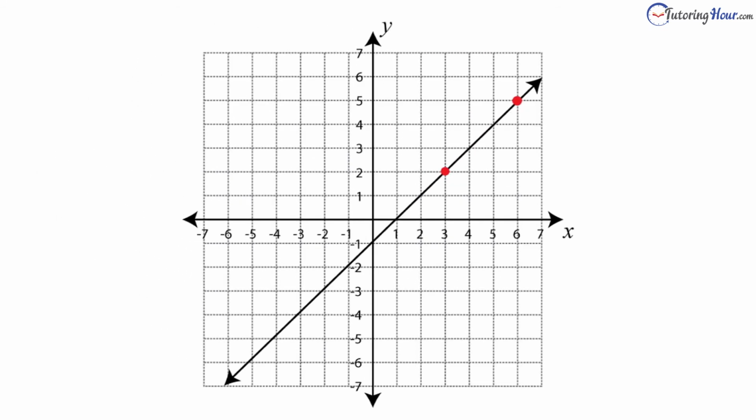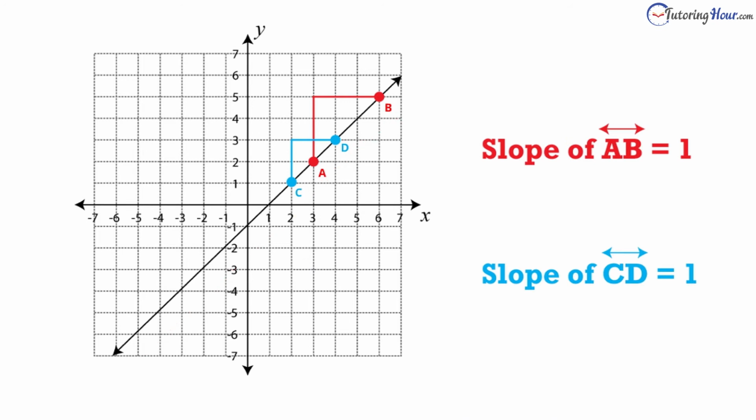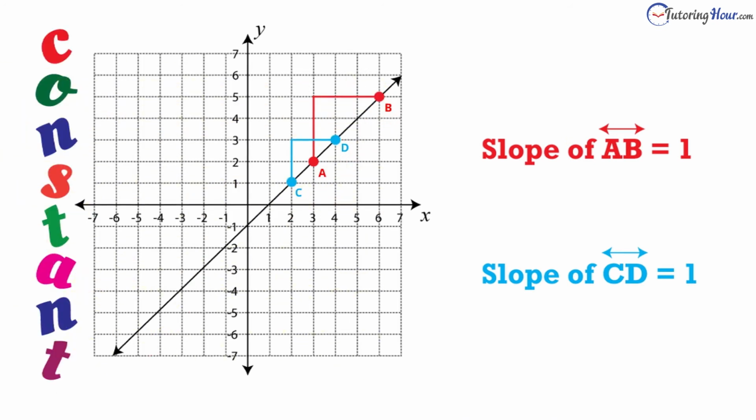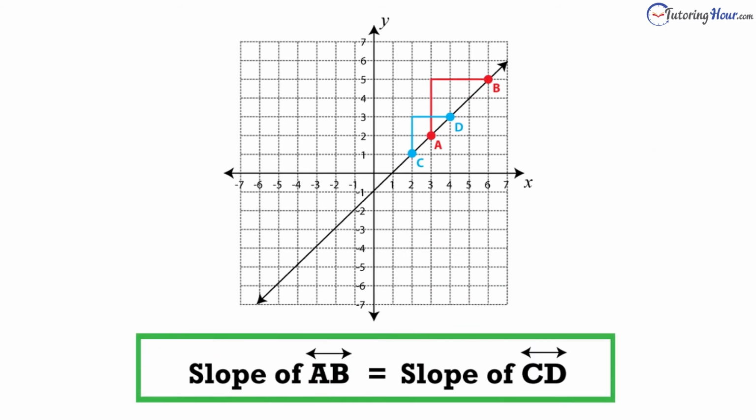How about choosing a different set of points on the same line? Let's call them point C (2, 1) and point D (4, 3). Starting at point C, we'll move 2 units up and 2 units across to reach point D. Slope is how much you move up over how much you move across. That is 2 over 2, and our slope is 1. From this, we can conclude that the slope of a straight line is constant. You can actually pick any 2 points on the line, and the slope will still remain the same.